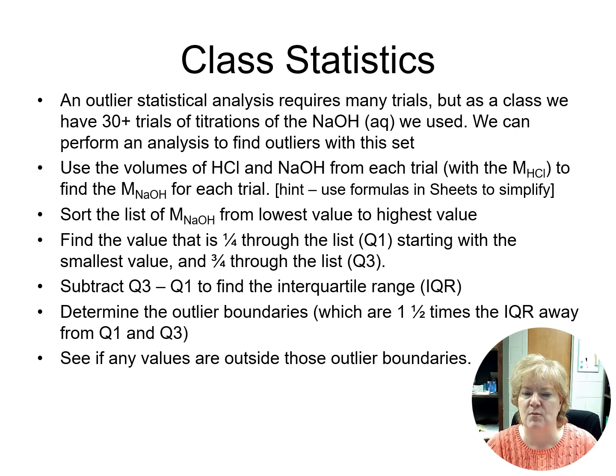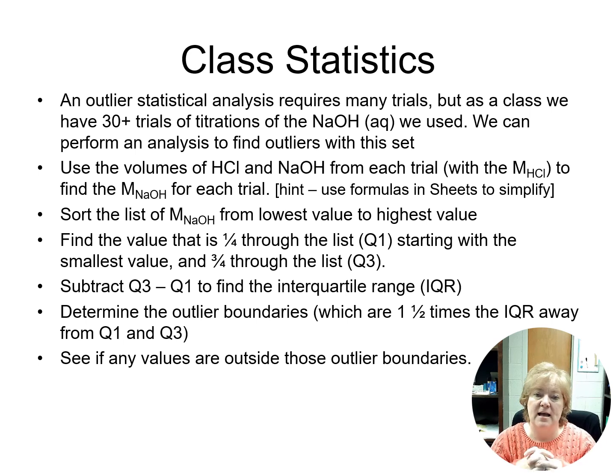Basically, this is exactly what we did in part A, but I want you to get it into a quick formula so that you can use Google Sheets, calculate it for the first value, and copy it to all the others. Now we're going to sort the list from lowest to highest. I want to find the value that's a quarter through the list and a value that's 3/4 through the list. We're going to call those the first quartile and third quartile. I'm going to subtract those 2 values to get the interquartile range. It's like a range of where half of my data lies.